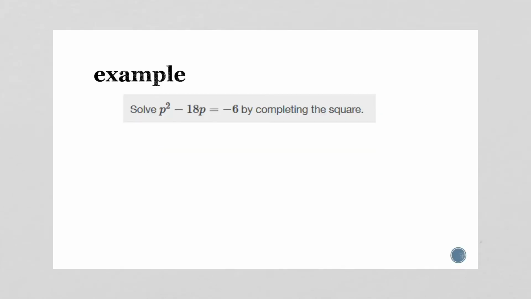All right, let's try this one. Okay, so we've got, let's see here, p squared minus 18p equals negative 6. Just because there's a negative number over here does not mean that it's automatically going to be no real solutions, okay? Because once we add some number right here, it might change this to a positive number, okay? So don't automatically assume that just because you see a negative that it's going to be no real solutions.